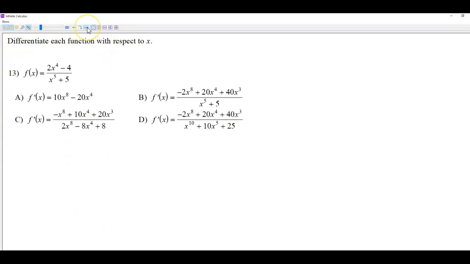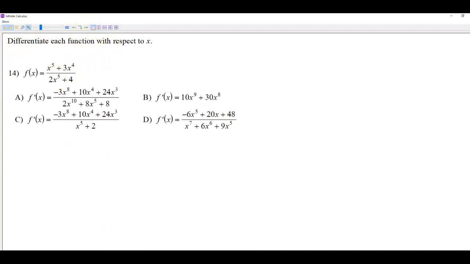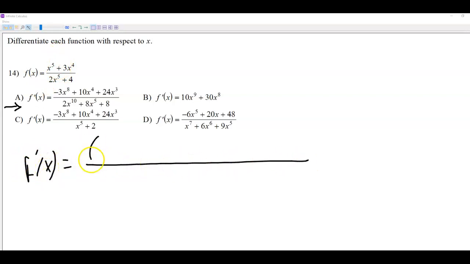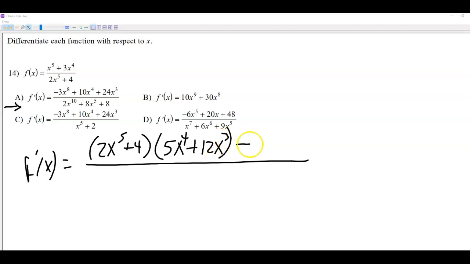Let's go ahead and move on to number 14. Here we're being asked to find the derivative. Now this is a quotient function. Now notice that this one is in simplified form. So we are going to have to simplify these. Here we go. So for quotients, we do the quotient rule, which is low d high minus high d low.